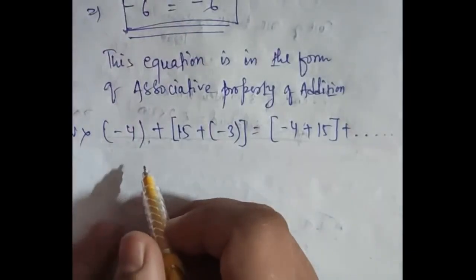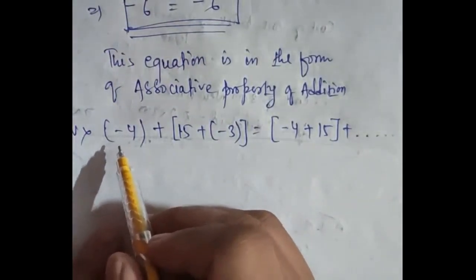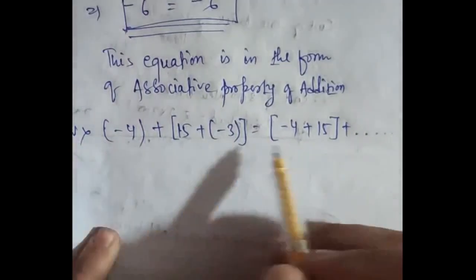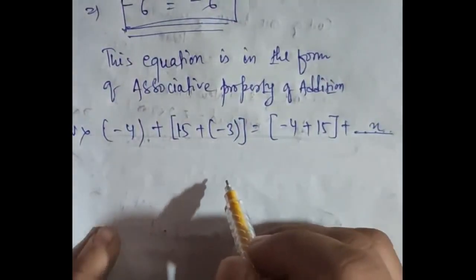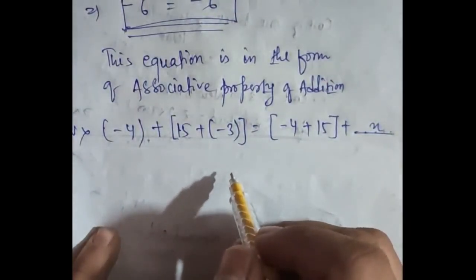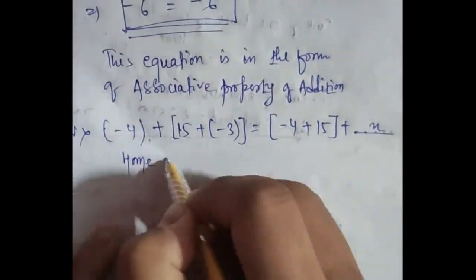Okay, next question we have number 5 in exercise 1.2 of question number 4. Okay, we have to find the missing number again here. Put the value x and try to get the answer and tell me which property it is following. Okay, this is also your home assignment.